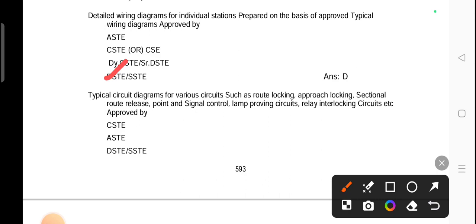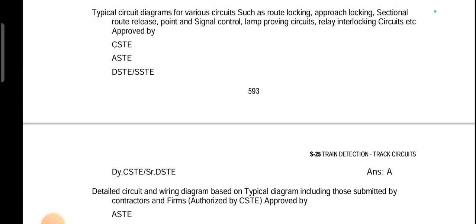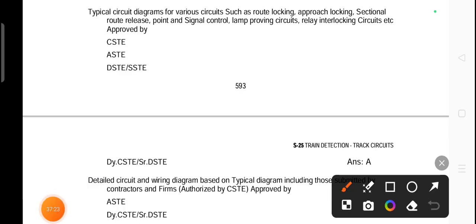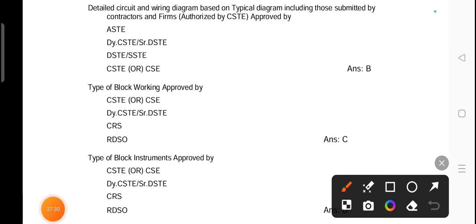Typical circuit diagrams for various circuits such as route locking, approach locking, sectional route release, point and signal control, lamp probing circuits, relay interlocking circuits, etc., is approved by CST. Next, detailed circuit and wiring diagram based on typical diagram, including those submitted by contractors and firms authorized by CST, approved by Deputy CST or Senior DST.